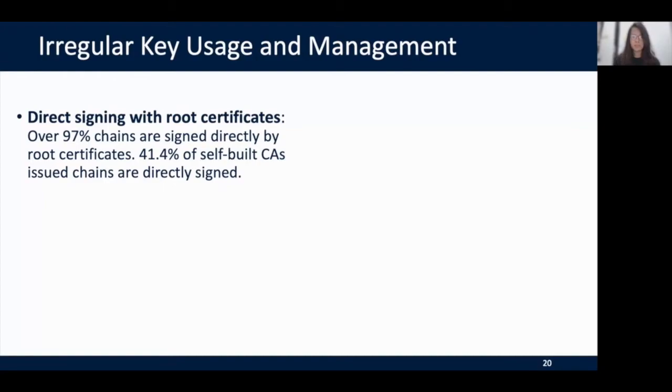First, we found a series of certificate misusages. Over 97% of the chains were sent directly by the roots, rather than intermediate ones. It may be reasonable for local software that needs to send certificates in real time. However, we also found over 40% of self-built CAs would directly send certificates for websites providing public services, which seriously violates the security recommendations.